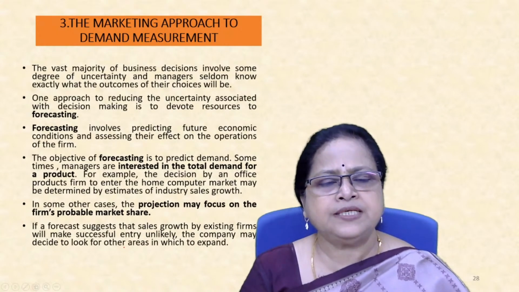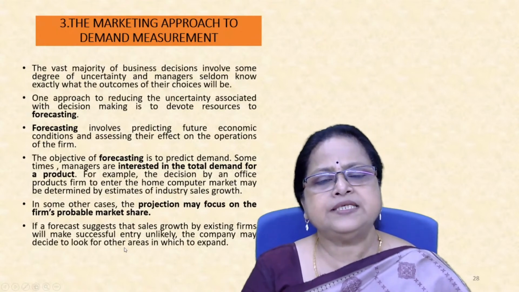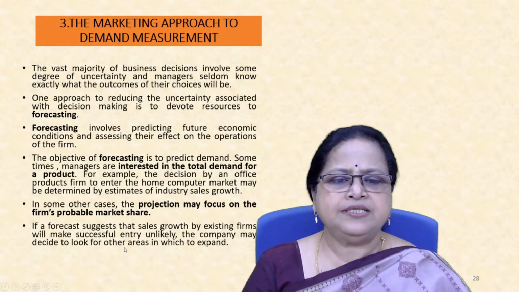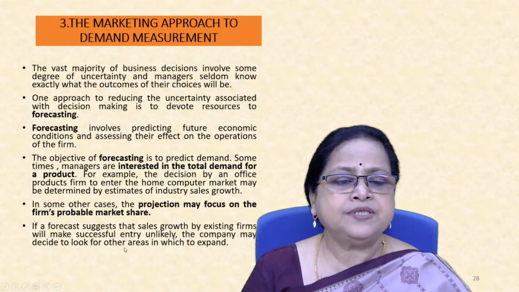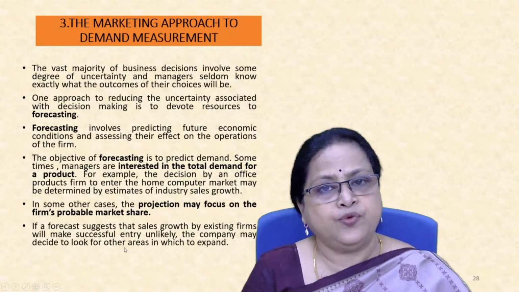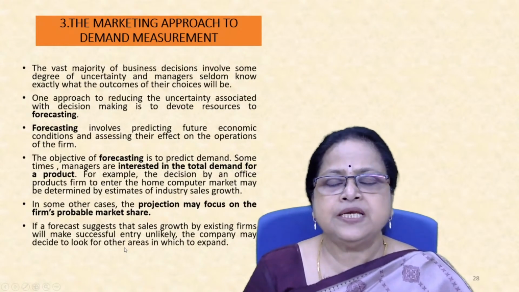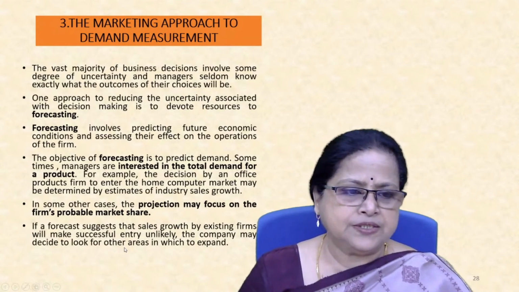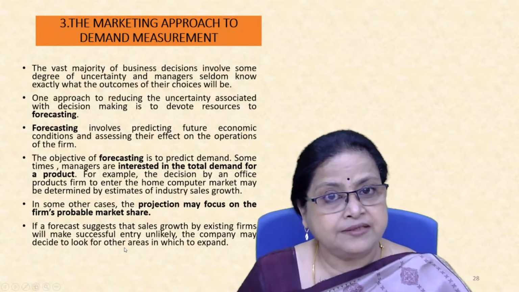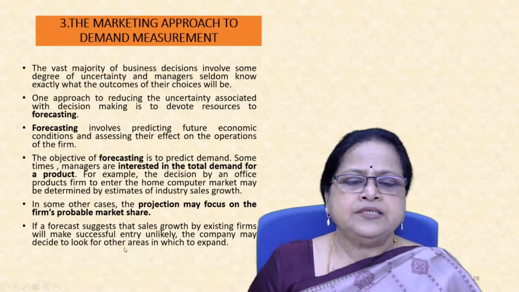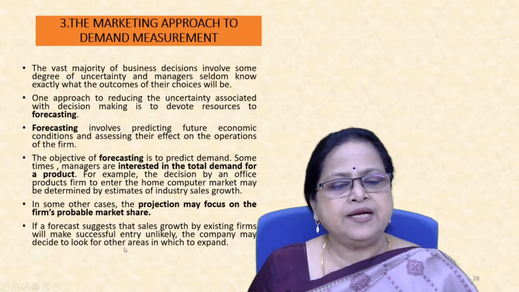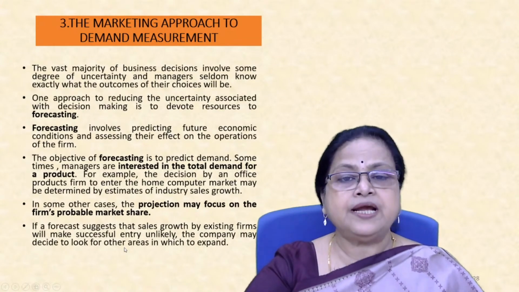There are different techniques for forecasting. We will go to that. The objective of forecasting is to predict demand. Sometimes managers are interested in the total demand for a product. For example, the decision by an office products firm to enter the home computer market may be determined by estimates of industry sales growth. He will depend on what has happened to the sales of the industry in that particular production field. In some other cases, the projection may focus on the firm's probable market share. That is also there. So the forecast suggests that sales growth by existing firms will make successful entry unlikely. The company may decide to look for other areas in which it will try to expand.